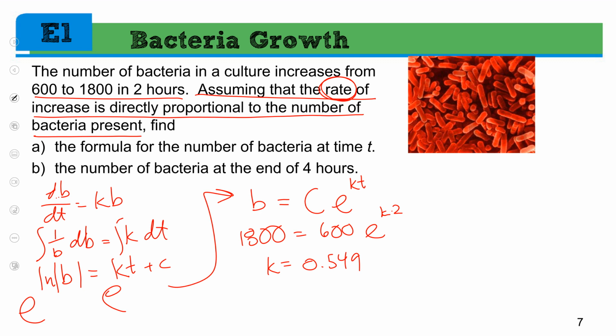Which means, for part A, I have B is equal to 600 times e to the 0.549t. Okay? That's the formula. There's only 2 questions I can ask you from this point on. One of them is part B. After a certain amount of time, how much bacteria do I have? The other question would be, how long does it take to get this many bacteria? Okay. So for this one, I asked you 4 hours. At the end of 4 hours, how much bacteria is there? So please do that calculation.